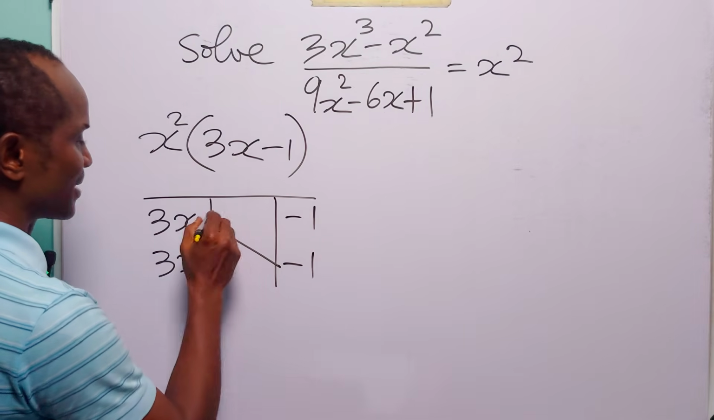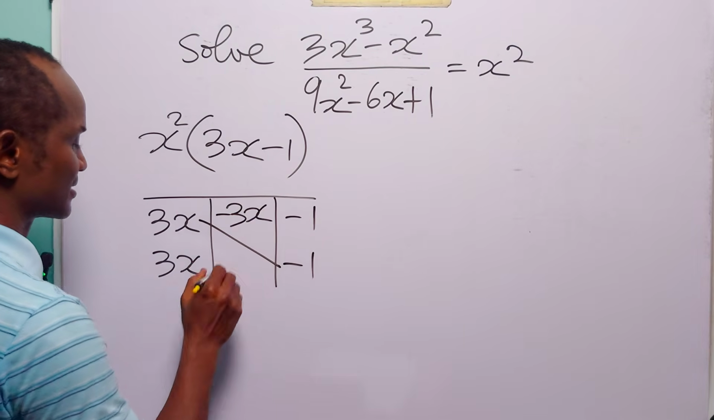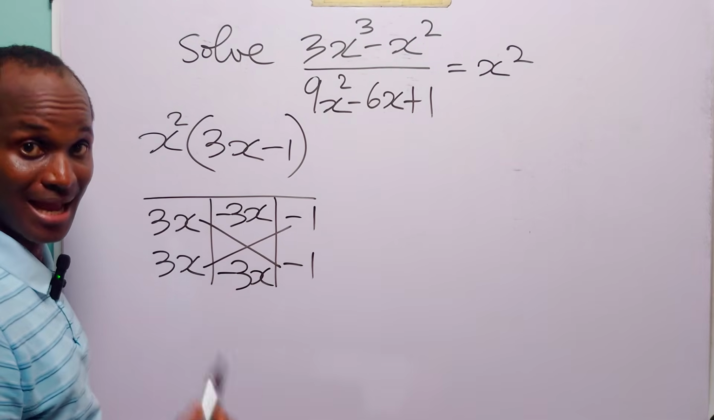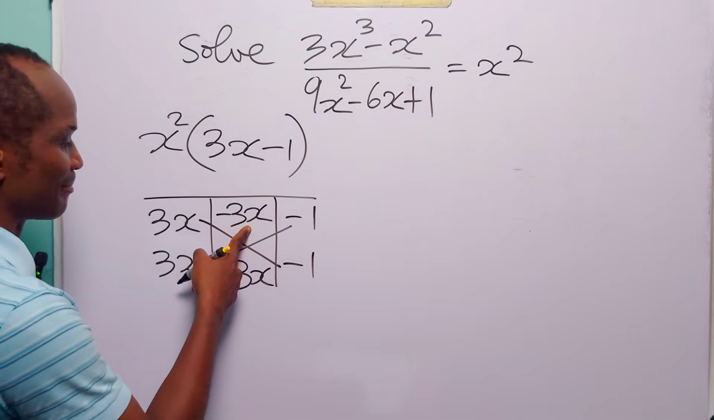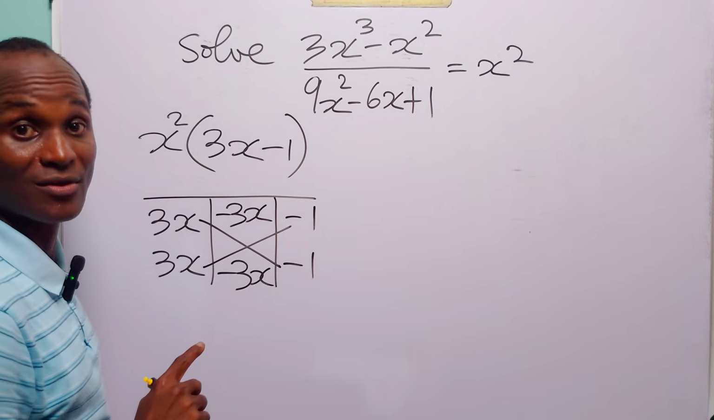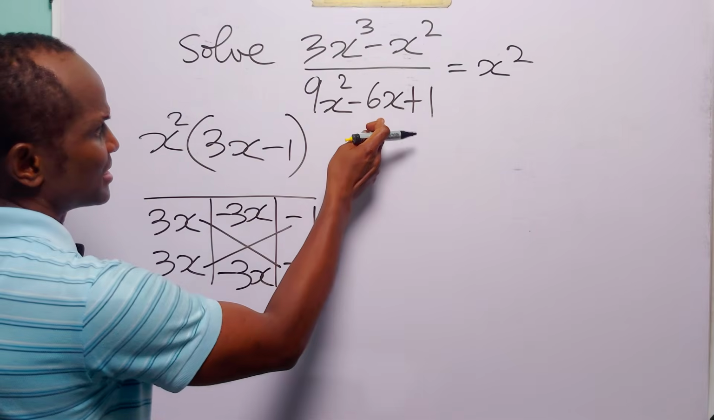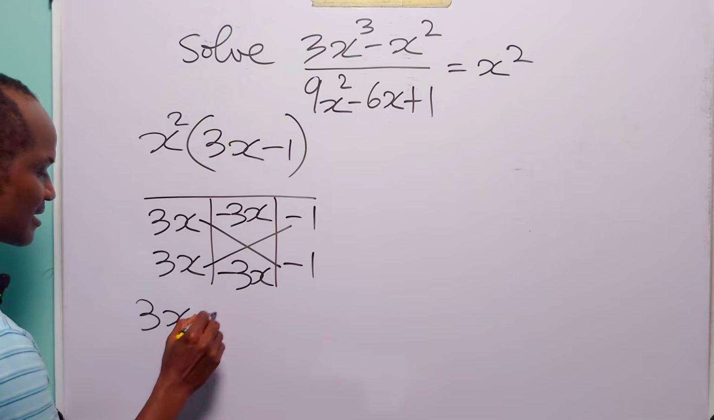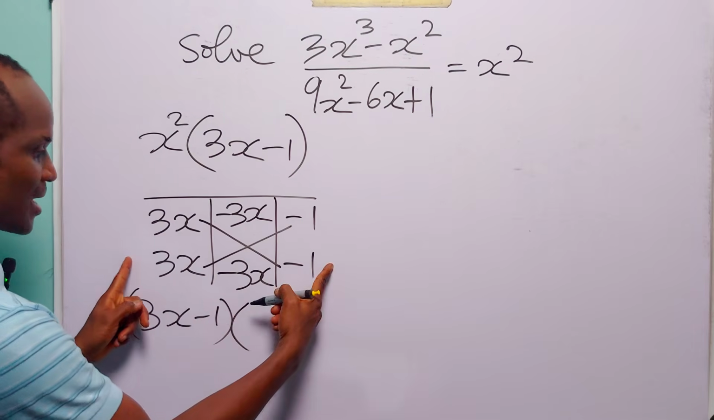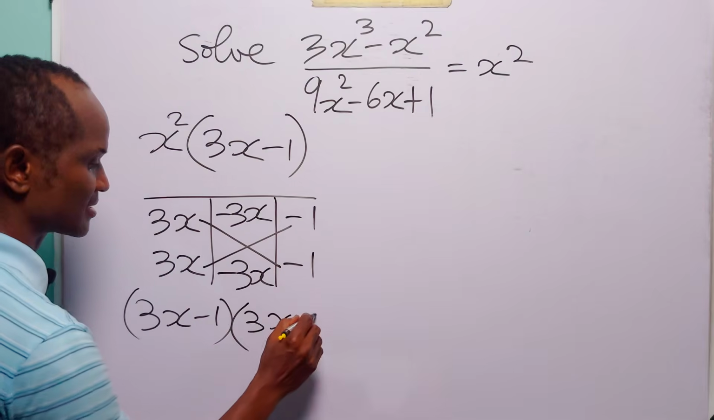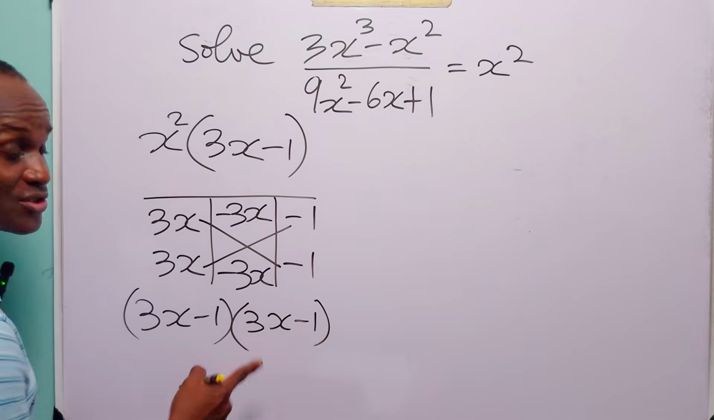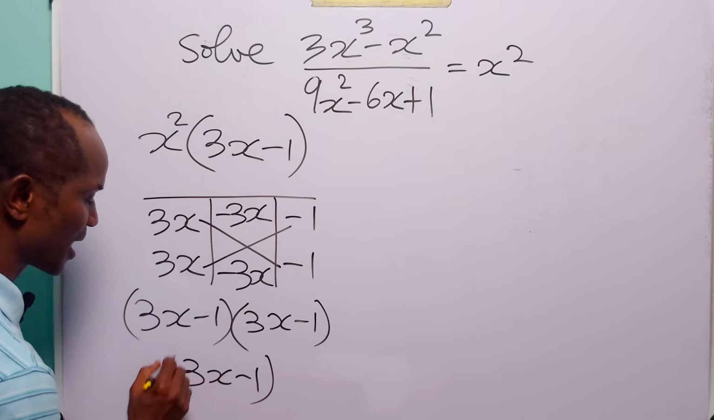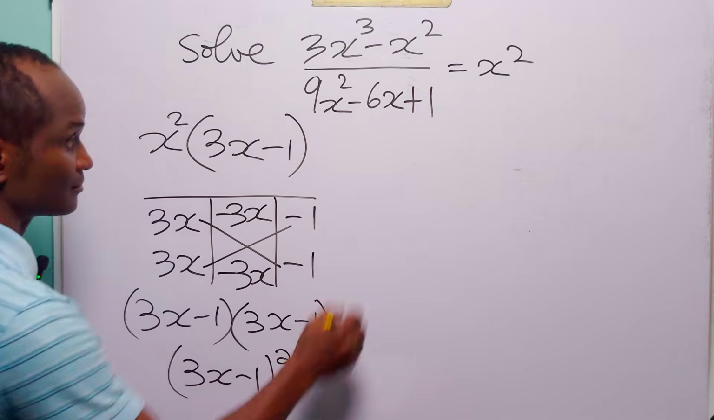When we multiply this by this, we get minus 3x. And when we multiply this by this, we also get minus 3x. And of course, minus 3x minus 3x is equal to minus 6x. So that means that when we factorize this, we have 3x minus 1 multiplied by 3x minus 1. Now, since these two are exactly the same, then this is simply 3x minus 1 squared.